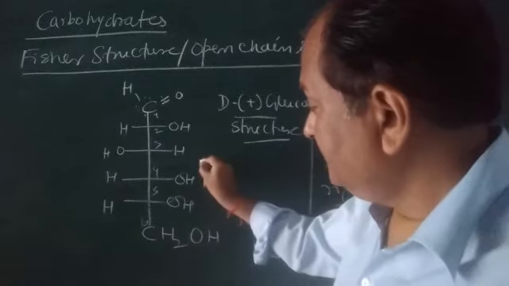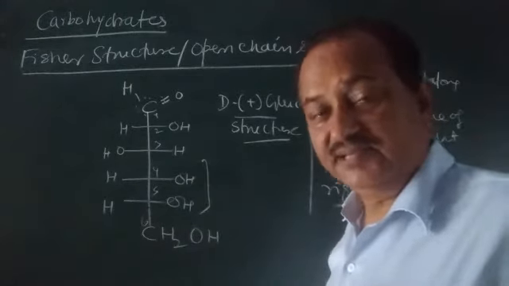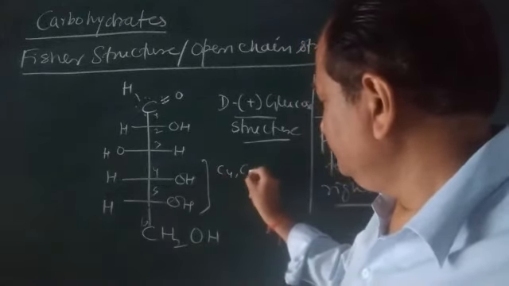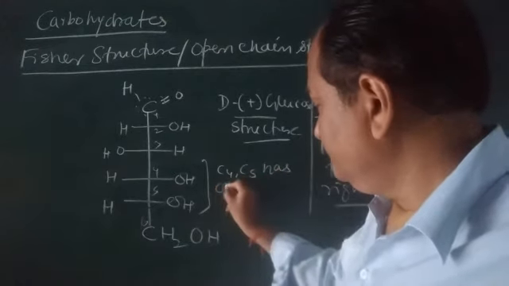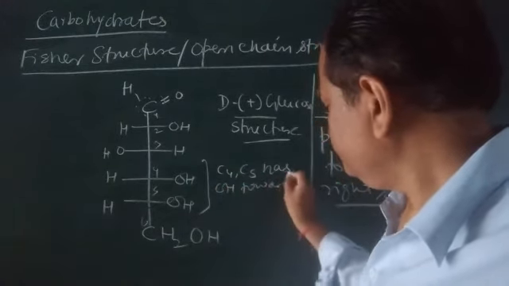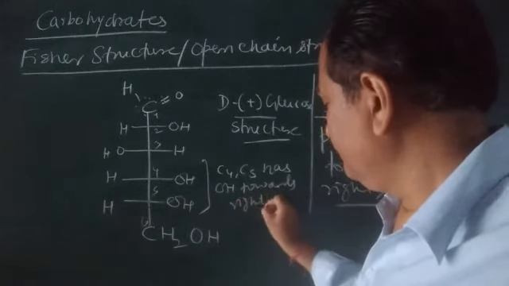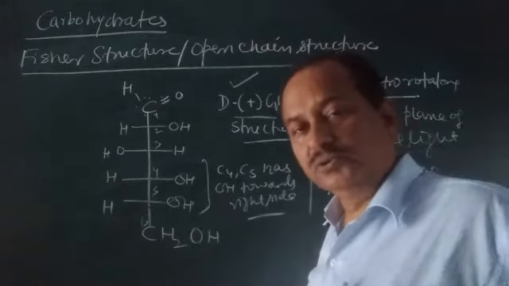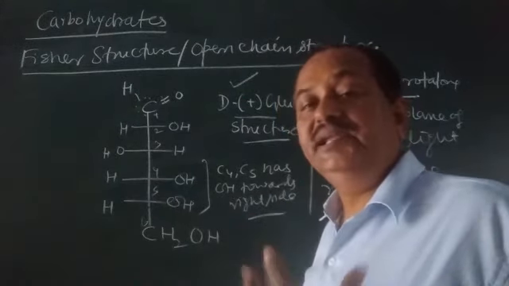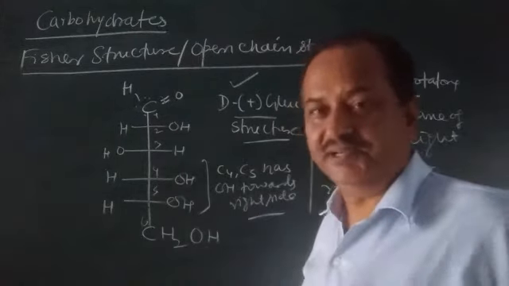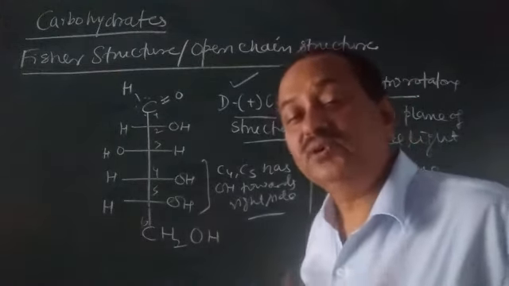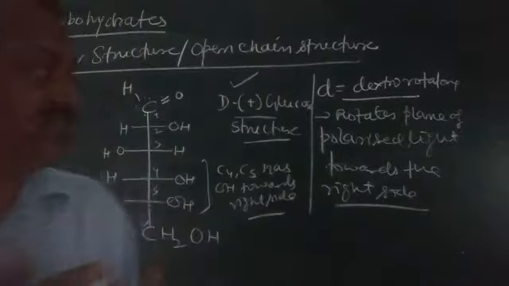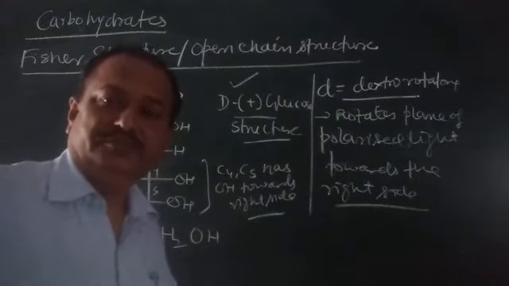So when C4 and C5 have OH towards the right side, then it is called D or plus glucose. This is the way to have the D and L nomenclature. Similarly, there are different ways. In higher classes you will see one more, the R and S nomenclature. These are different ways to distinguish different molecules from each other.